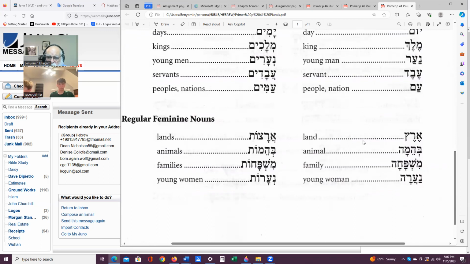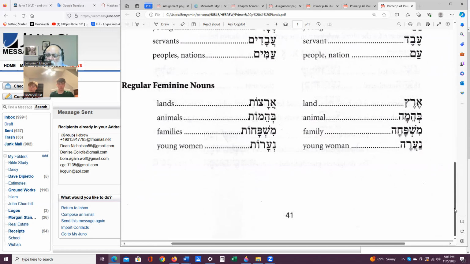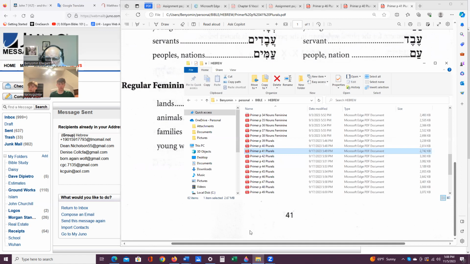Feminine nouns: eretz, artsot. We see again this change in the vowels. Behema, that's relatively easy, behemot. That's essentially what we looked at before, the same change. Mishpacha, mishpachot. We got rid of the patah here and changed it to a vav with a vowel above it. And na'ara, na'arot. Let's move on.